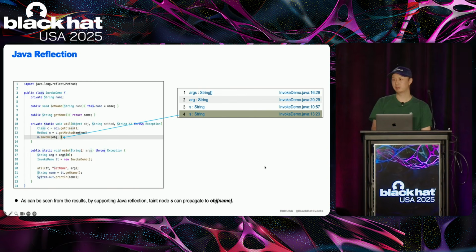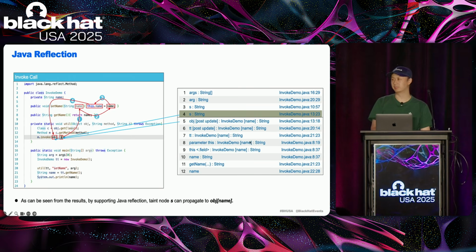And here's an example for reflection. Firstly, the data flow breaks at the invoke method at line 13 here. And by adding reflection analysis, as shown in steps 1 to 4, we can propagate from tend_s here to tend_object here. And thus, we get the complete path.